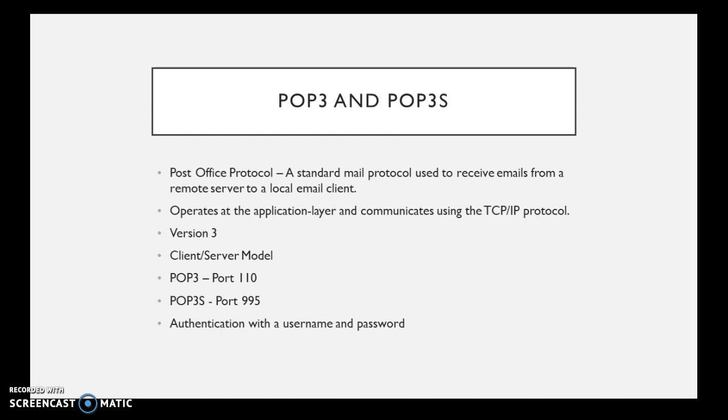So POP3 operates at the application layer and communicates using the TCP/IP protocol. The 3 stands for version 3, which is the most widely used version configured with most software. It is a client-server model, so you're basically just communicating between a client and a server, and that's about it. POP3 is listening on port 110, and the secure version is port 995. POP3 uses an authentication method with username and password before the person is able to use the email systems or try to download emails.